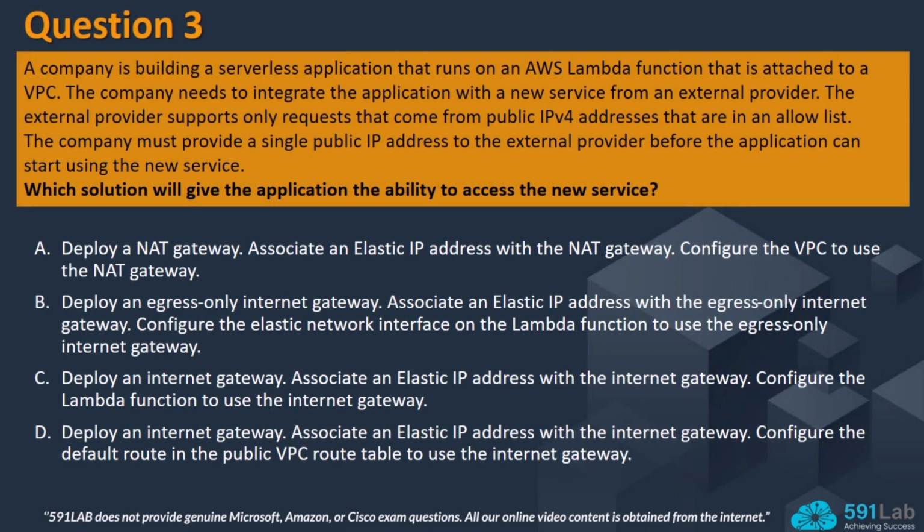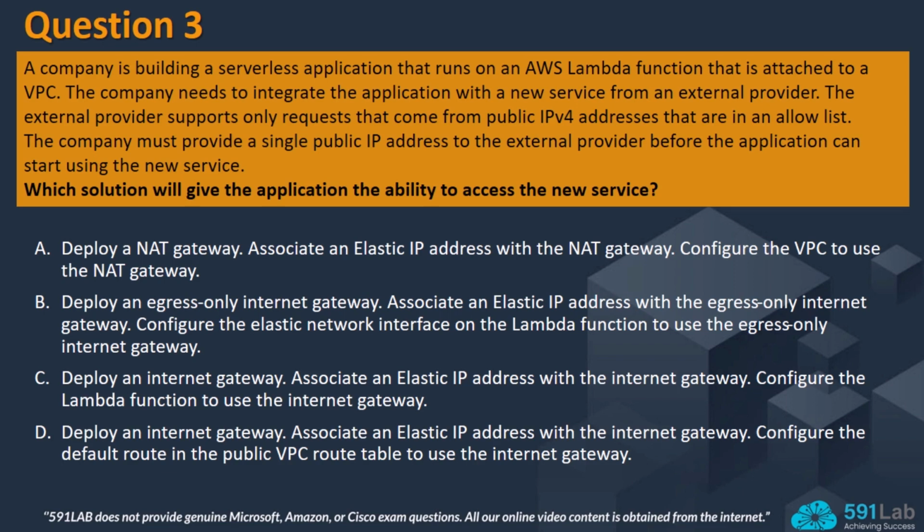Question number 3. A company is building a serverless application that runs on an AWS Lambda function that is attached to a VPC. The company needs to integrate the application with a new service from an external provider. The external provider supports only requests that come from public IPv4 addresses that are in an allow list. The company must provide a single public IP address to the external provider before the application can start using the new service. Which solution will give the application the ability to access the new service?